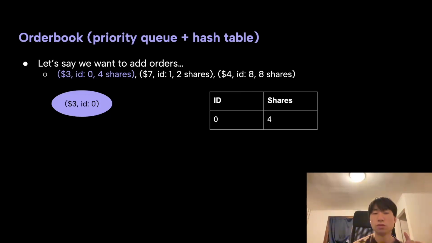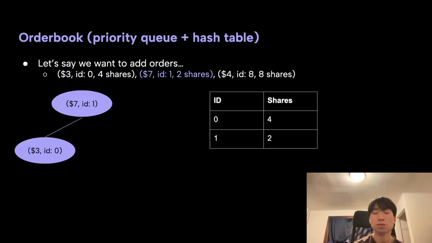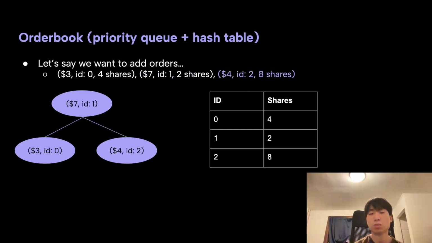And then we do a similar thing for the second order. In this case, since this has a higher price than what's in the heap, this becomes a new top node. We also create a binding in the table for ID 1 and 2 shares. And then we do a similar thing with the third add order. But in this case, since it has a lower price, it doesn't become the top node. And similarly, we create a binding from 2 to 8 shares.